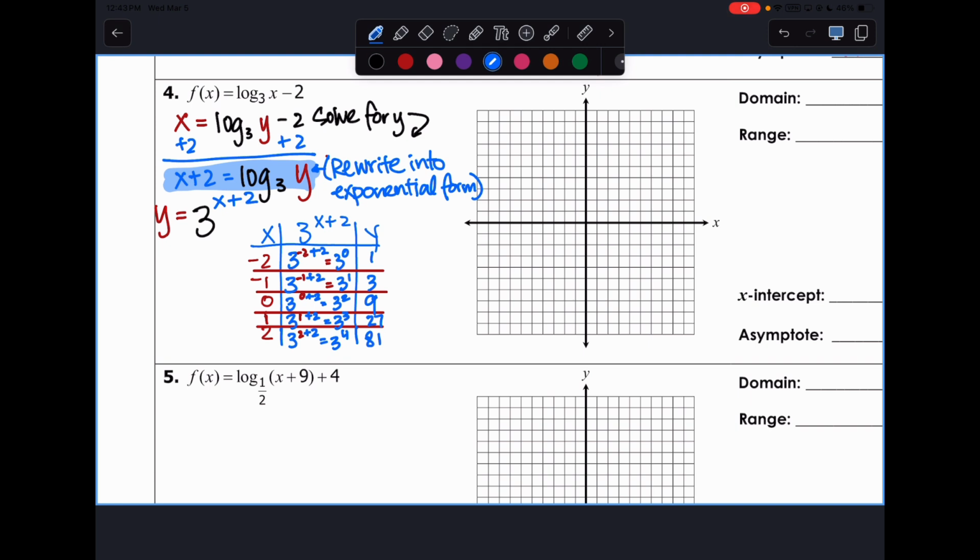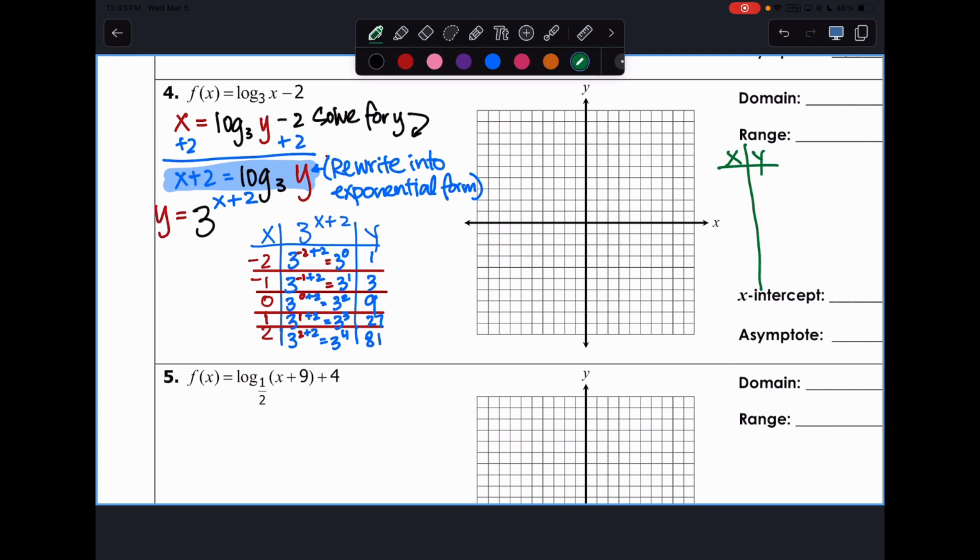Are we good? I don't want to rescale. I know where the asymptote's going to be. I know what my graph curve is going to look like. I don't think we need to rescale. You don't have to rescale. So I'm going to rewrite this into a table for log x and y.